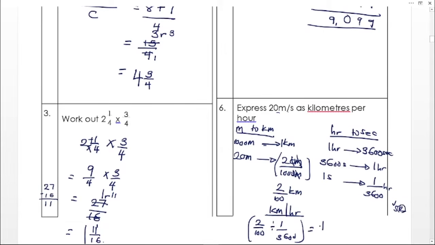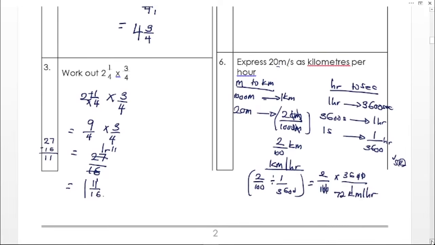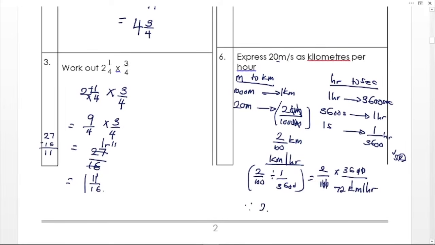So this is going to be 1, let me rub this one. So this one is going to be 2, let me rub this one clearly. So this one is going to be 2 out of 100 times 3600 out of 100. 2 by 36, we are getting 72 kilometers per hour. So that is our answer. Therefore, we conclude and say, therefore 20 meters per second is same as 72 kilometers per hour.